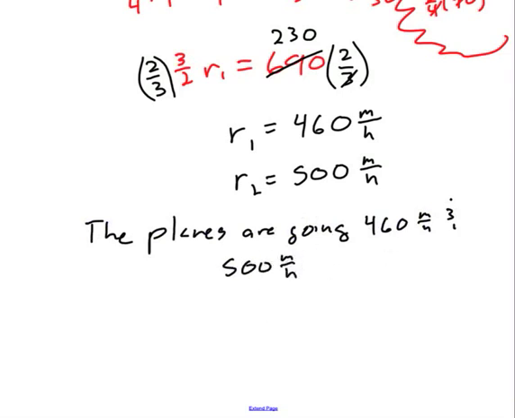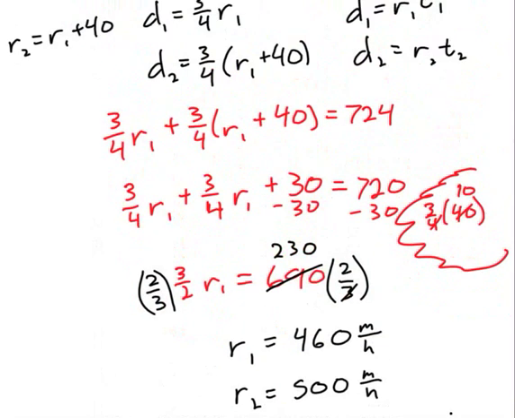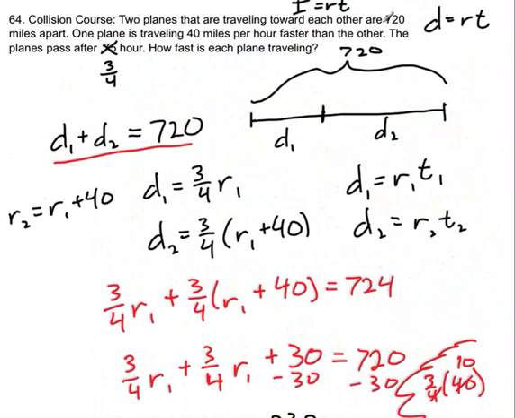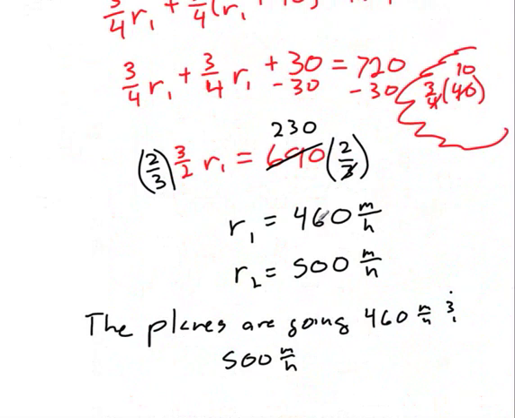Now that doesn't seem like it's right, but what we need to do is find their distances and make sure that these distances equal this 720. So in order to do that, we have to go this times 3/4, and this times 3/4, put those together and make sure that it equals 720. I'm not going to do it, but hopefully on a test you'll know how to check your work.